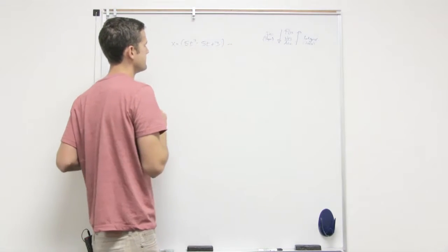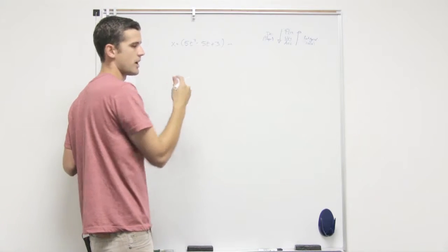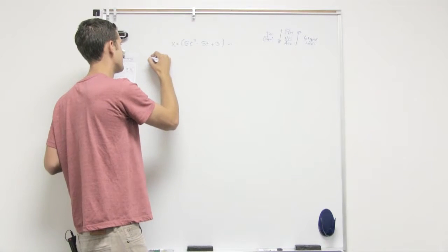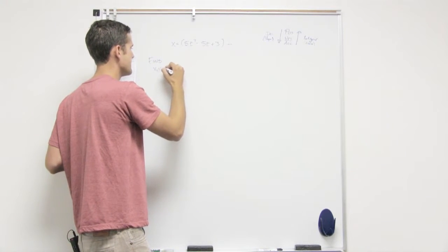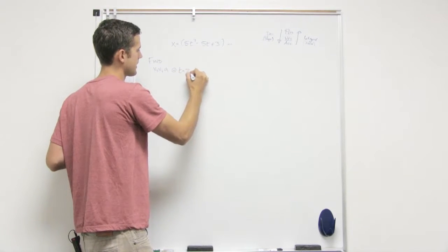And then t equals 2. We're trying to find velocity at t equals 2? Yeah. And position and acceleration. Find x, v, and a at 2 seconds, at t equals 2 seconds.